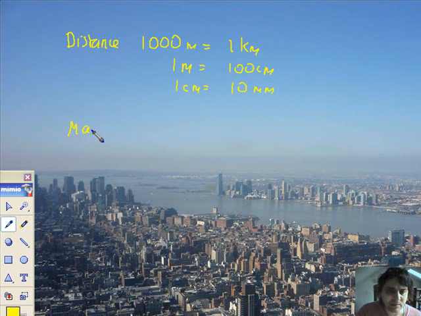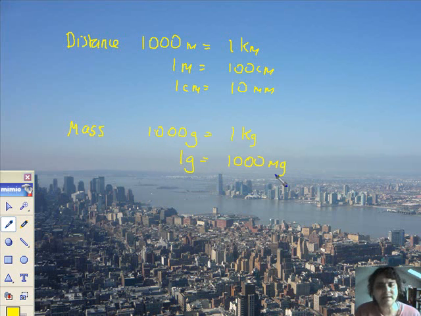Now, mass, the amount of a substance present. So for example, we're talking about kilograms, aren't we? So here we go. 1,000 grams is 1 kilogram. Same routine really. 1 gram is 1,000 milligrams. In the same way that 1 meter is 1,000 millimeters, 1 gram is 1,000 milligrams, and that'll do with that one.